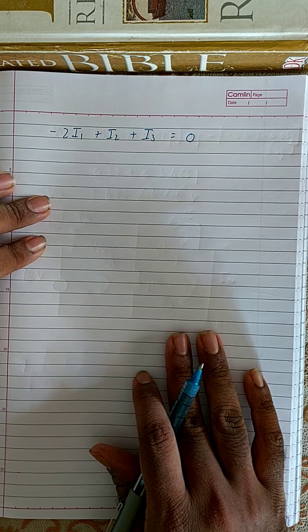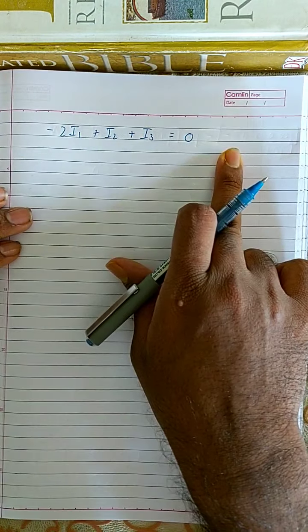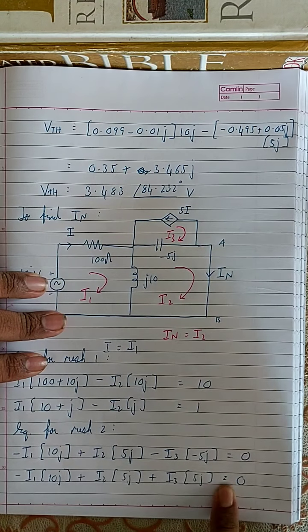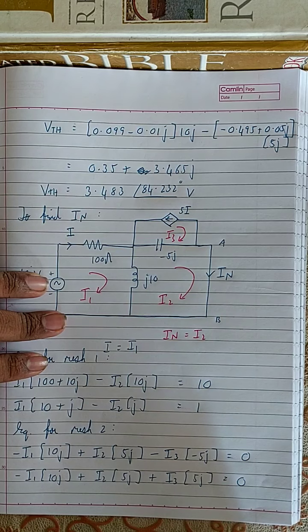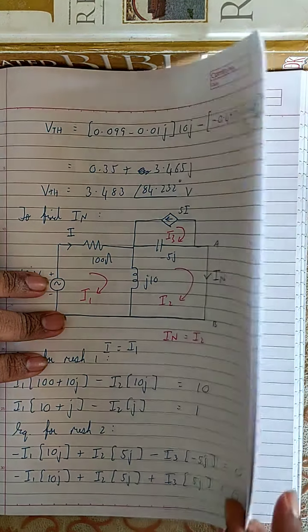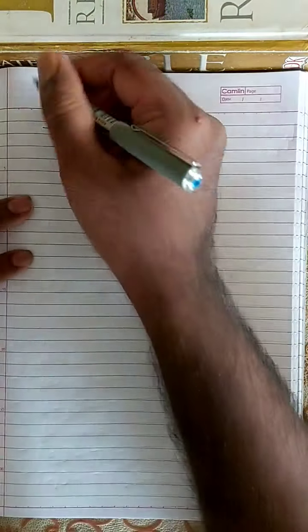What do you want to find? You want to find the value of I2, right? Anyway, this is the equation I got. This is a simple equation because this whole equation is divisible by 5j. So 10j by 5j is 2, 5j by 5j is 1, 5j by 5j is 1. That's how I got this equation. Now I'm going to write the equation for mesh 3.